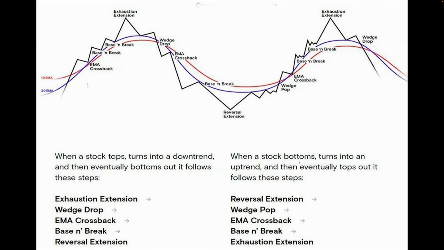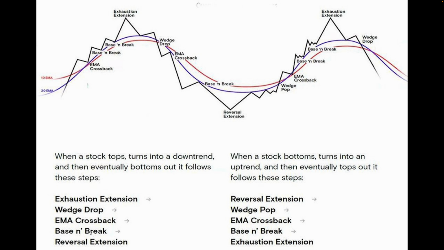And here's a general diagram of it. It's essentially 4 phases. An exhaustion extension or reversal extension, it just depends on whether the stock is coming from an uptrend or downtrend. Then a wedge drop or pop, an EMA crossback, and a base and break. And we're going to want to be entering in the base part of the base and break in stage 4. And that phase can repeat over and over again, depending on how long the trend continues, how strong it is.